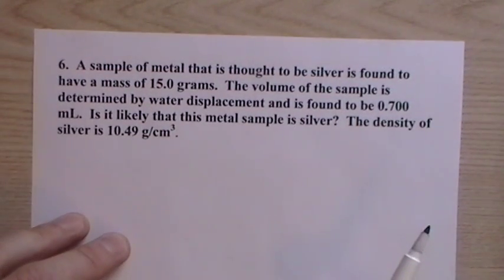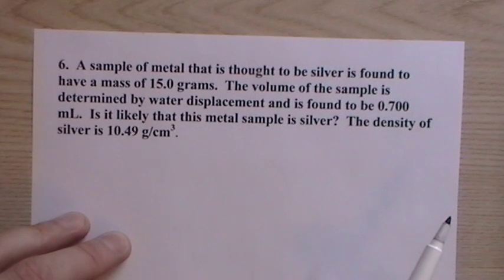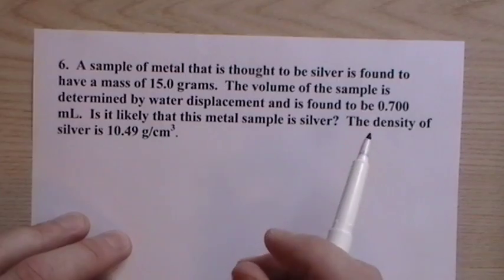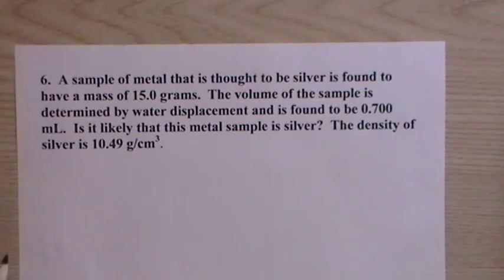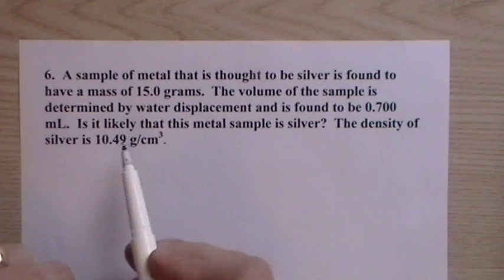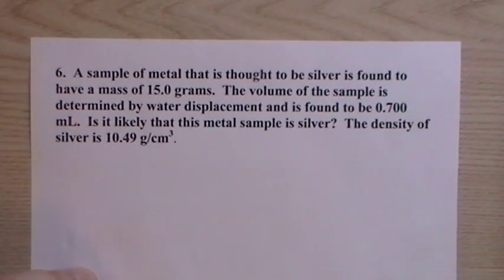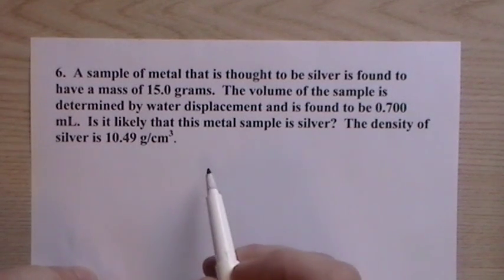So we have a sample of metal that is thought to be silver and is found to have a mass of 15 grams. The volume of the sample is determined by water displacement and is found to be 0.700 mLs. Is it likely that this metal sample is silver? The density of silver is 10.49 grams per cubic centimeter. I say likely because even if it has the same density, it doesn't mean that it's silver, but that's the first check that we would have. If the density was not 10.49, then it definitely isn't silver, but at least that puts us on the right trail if the density comes up correctly.